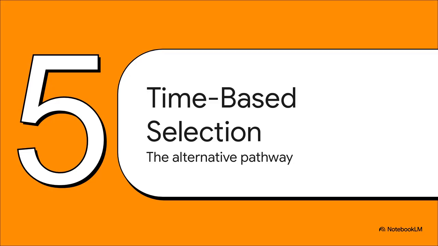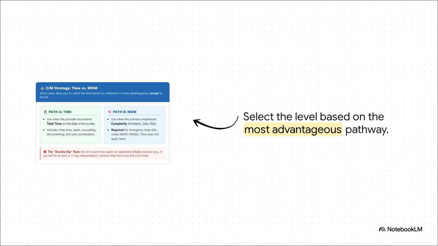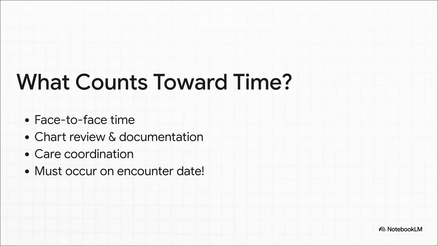Section 5. Time-based code selection. For most EM codes, you can select the level based on whichever pathway is more advantageous for you, time or MDM. If the provider clearly documents their total time, and it actually equates to a higher code level than their medical decision-making supports, use it. It's perfectly allowed and highly beneficial. The crucial point here, though, is knowing what actually counts toward total time. This includes face-to-face patient time, plus non-face-to-face activities like chart review, documenting, ordering tests, and care coordination.